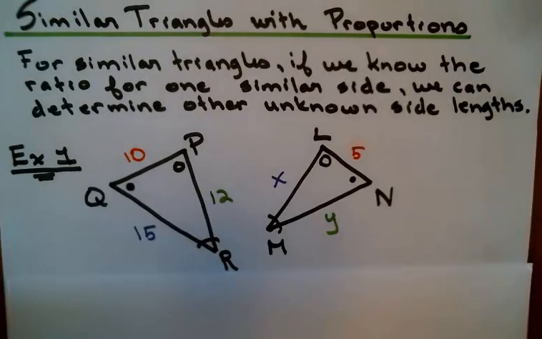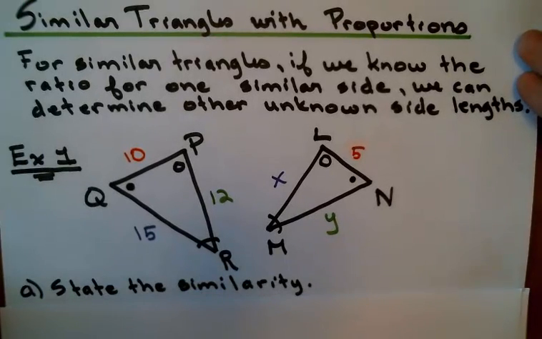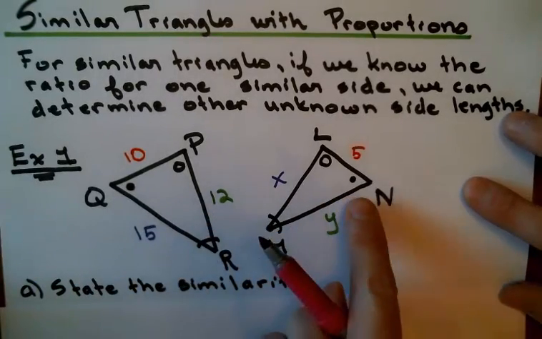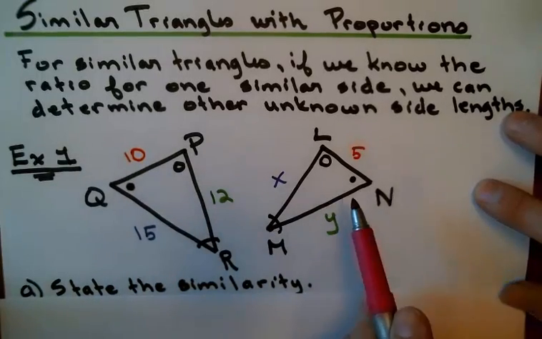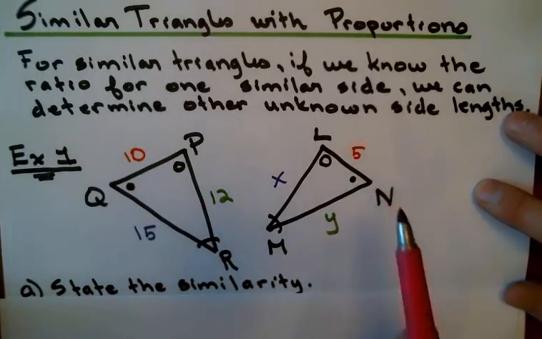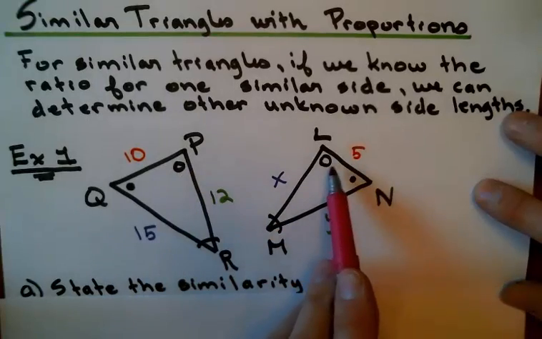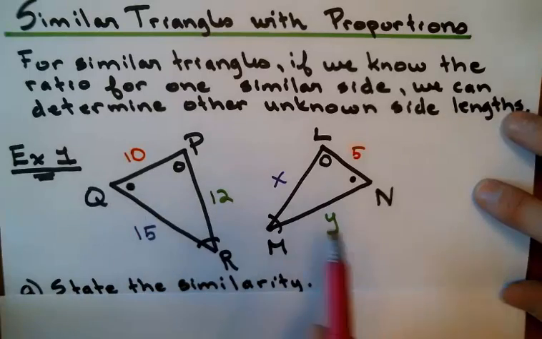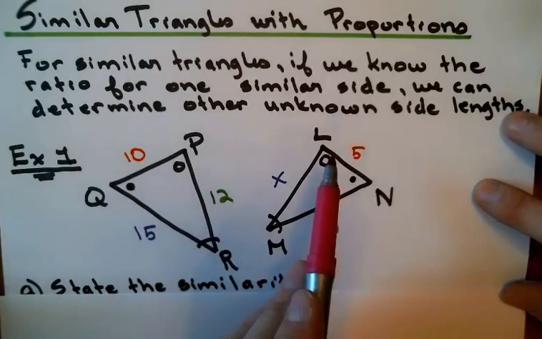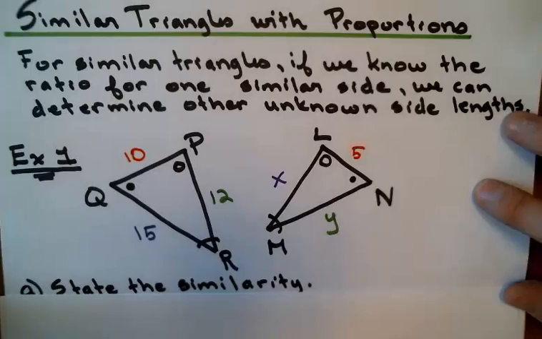Okay, so now that you've drawn this out, first question is state the similarity. You have to be able to look at these two similar triangles and make sure that you get the corresponding sides correct and the corresponding angles correct. Okay, so if we look at the dark dot here, there's the dark dot over there, and then the open dot with the other open dot, so it looks like side PQ is going to be similar to NL. And you keep doing that for the entire triangle.